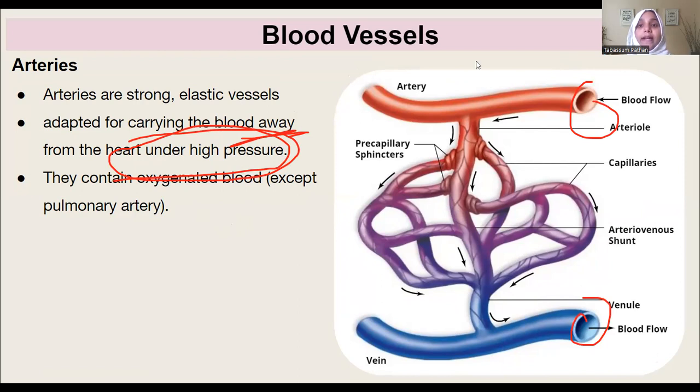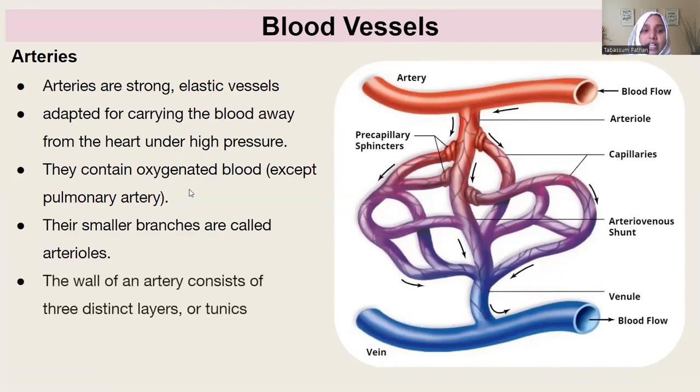Only in the case of the pulmonary artery and pulmonary vein, the concept is reversed. The pulmonary artery will carry deoxygenated blood and the pulmonary vein will carry oxygenated blood. Otherwise, arteries carry oxygenated blood except the pulmonary artery. Their smaller branches are known as arterioles, and the wall of the artery consists of three layers. That is what we are going to see in detail.